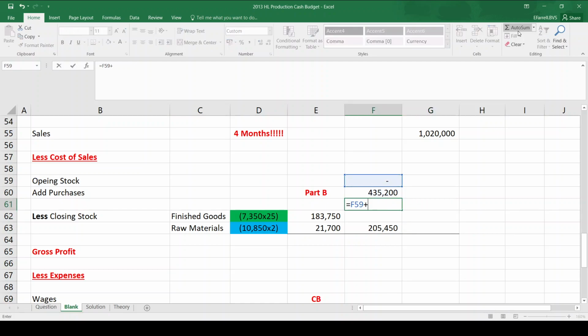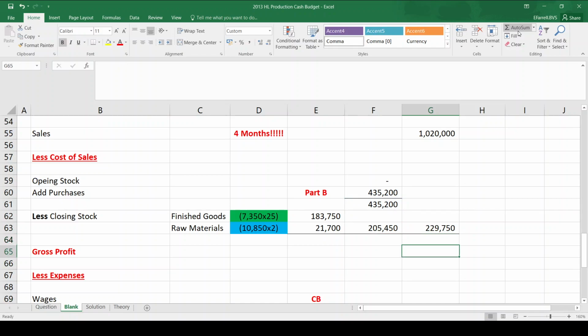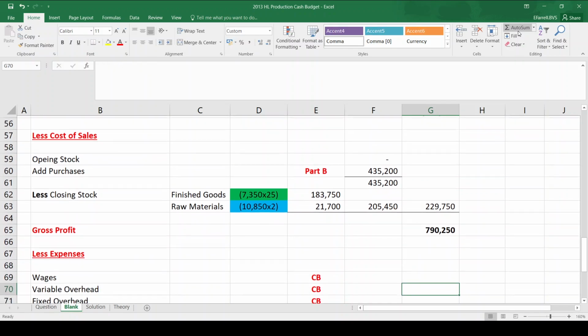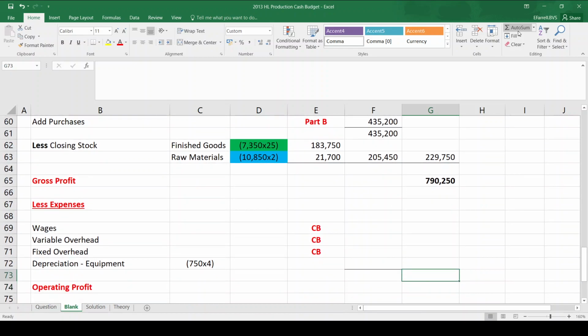Sorry, I should have added. So here, opening stock plus purchases comes to 435,250, and then I'm going to take away my closing stock, which will leave me with a cost of sales of 229,750, and then sales less cost of sales gives me gross profit, 790,250. Now I have to take away my expenses.